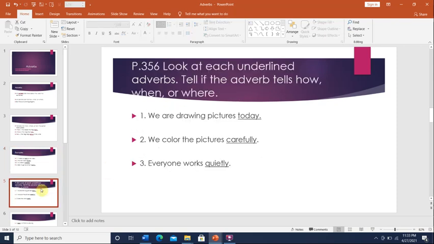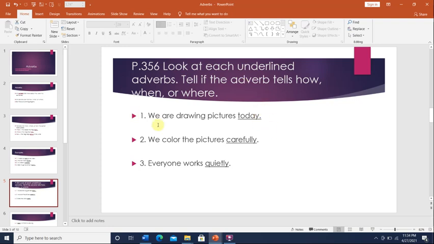We're going to open the book to page 356. What does the instruction say? It says look at each underlined word or underlined adverb and tell if the adverb tells how, when, or where. So in each sentence there's one underlined word, which is the adverb. We will see if the adverb tells you when it happens, or how it happens, or where.